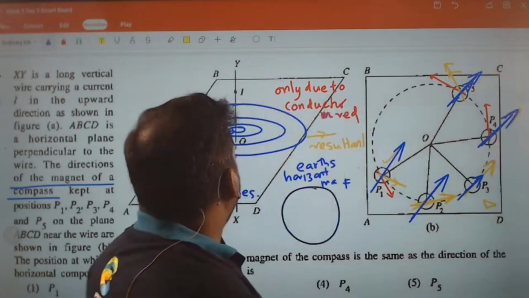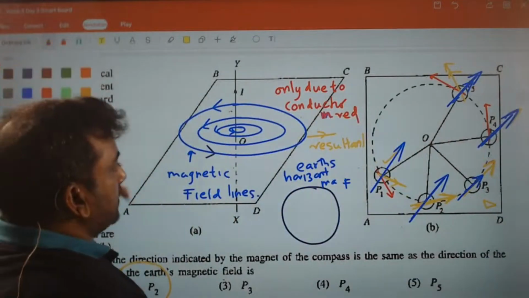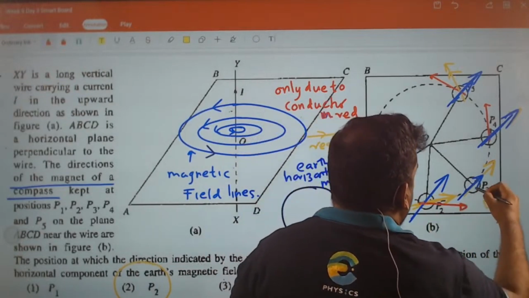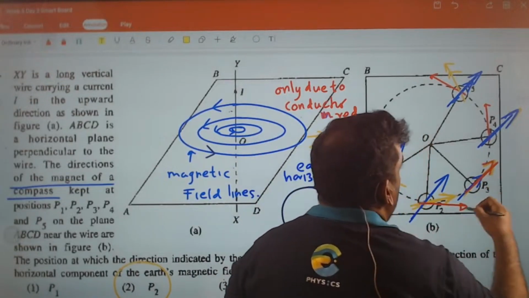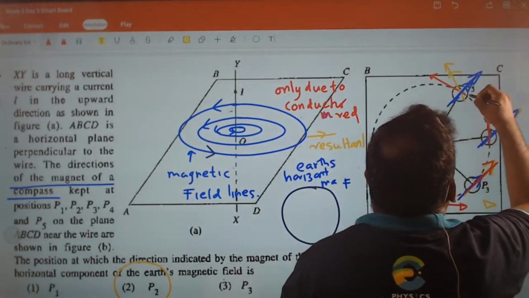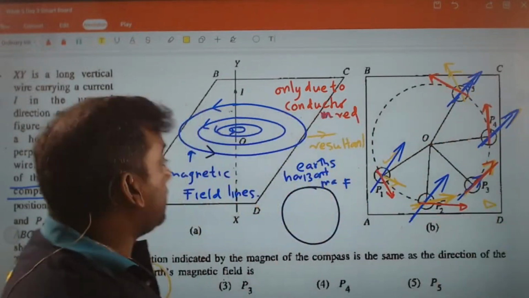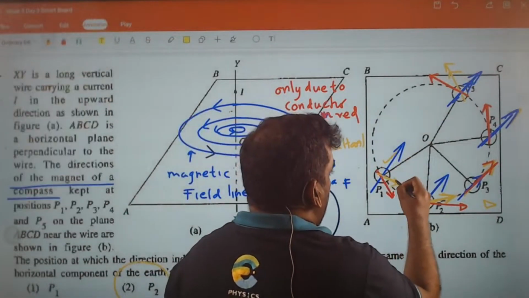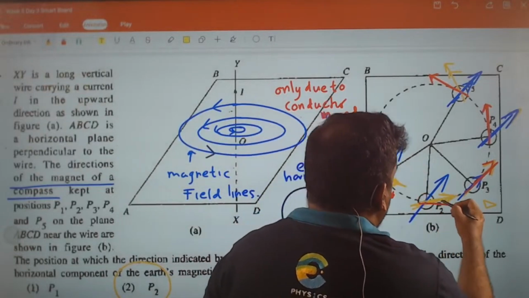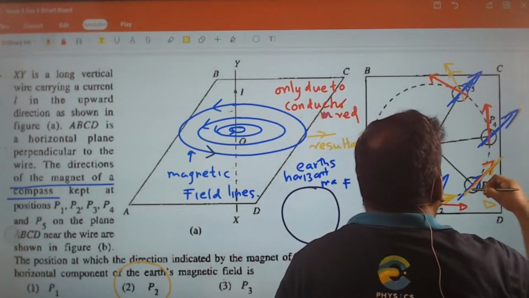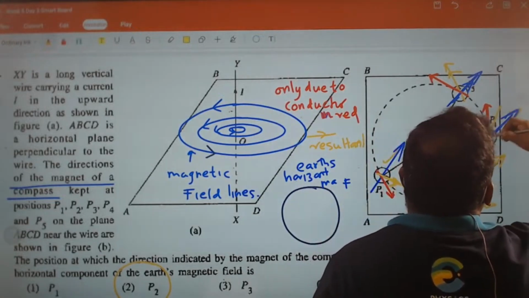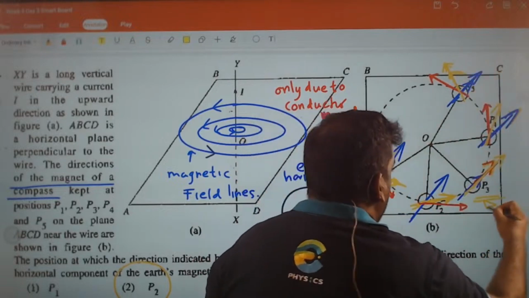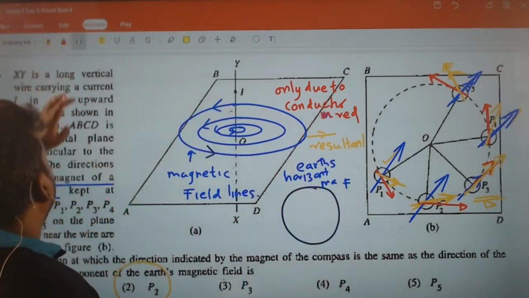Parallel magnetic field. Then what can you say about the tangent? Only circle tangent. Right. Then what can you say about the resultant? The resultant is between these two, right? All are in the same direction, so the resultant is also in the same direction. Okay. So I think P3 is your correct answer.